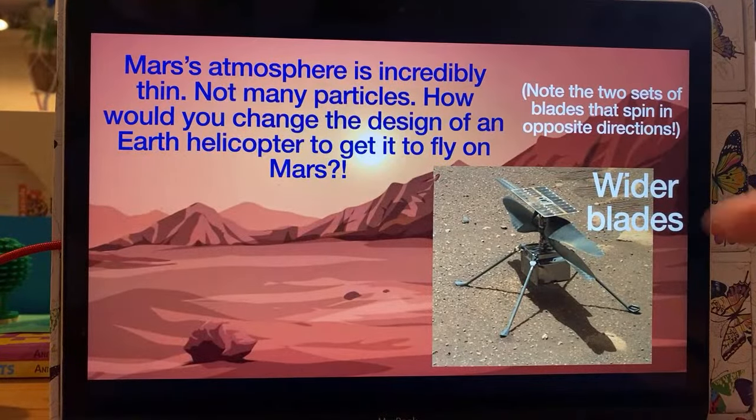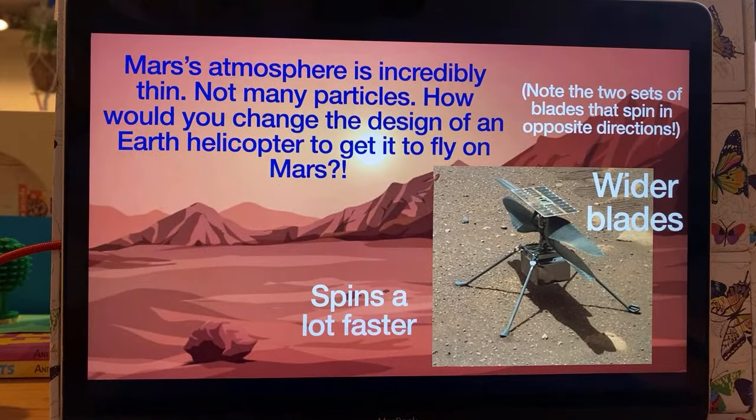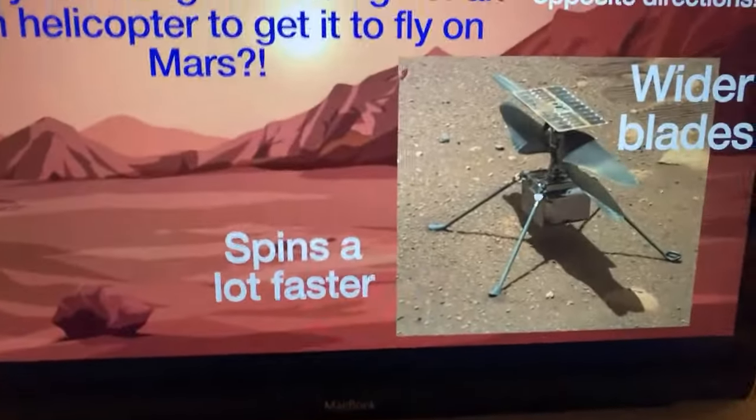Note also, it has two sets of blades which spin in opposite directions. You now know why, hopefully. And also, those blades are spinning a lot faster. They have to generate enough lift for it to go up into the sky. Yeah, isn't that great? It was actually just a technology test. This little helicopter Ingenuity went up onto Mars a few years ago just to see if it would fly. And it did fly. It flies really well.